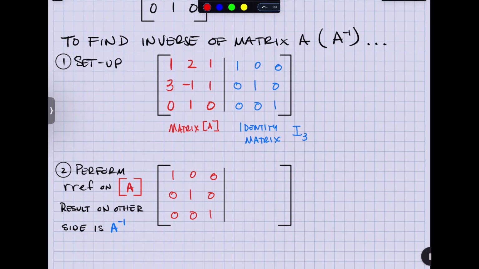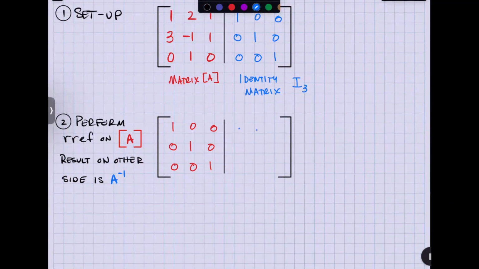And whatever result happens on this side, that would be your inverse matrix, which is actually going to end up being like this. Did you want me to walk through it? Okay.